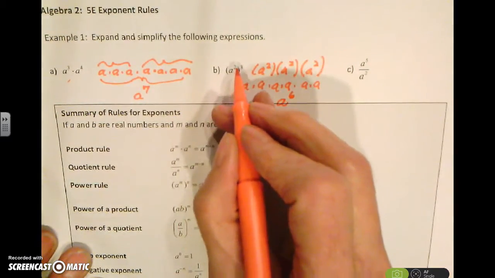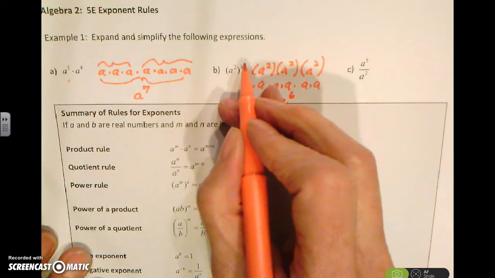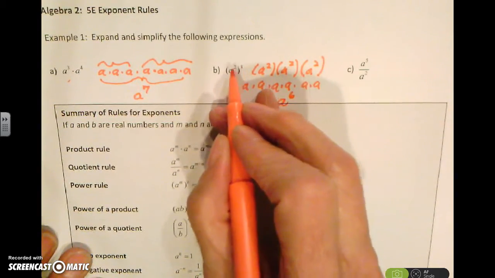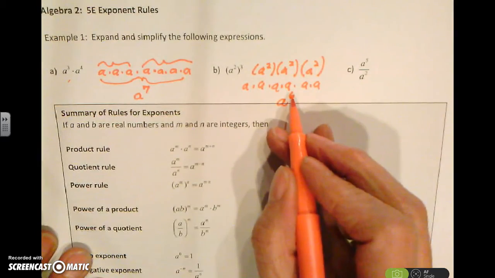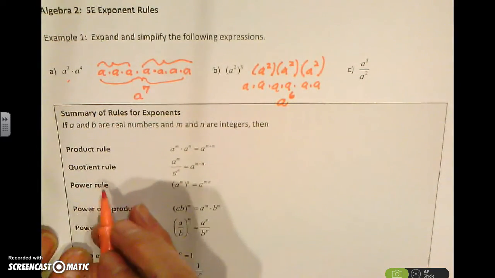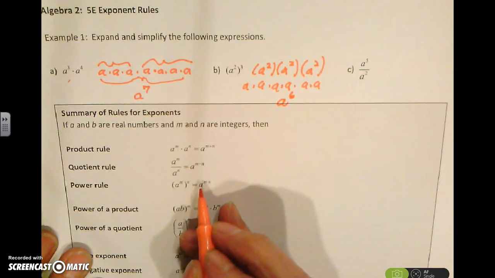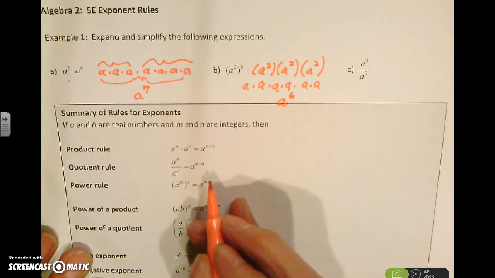So we would call this a power to a power. And when we expanded it, we can see that the exponents were multiplied. So that's going to lead to this power rule. A to the m raised to the n is going to be equal to a raised to the m times n.